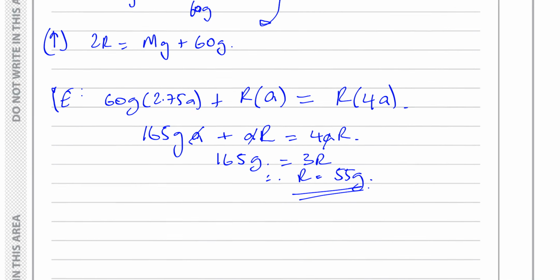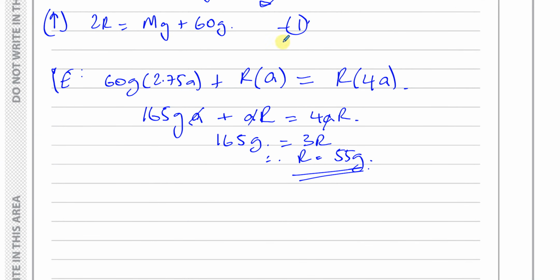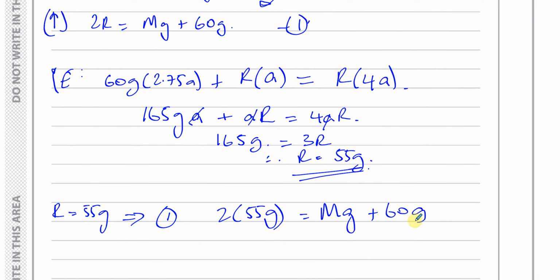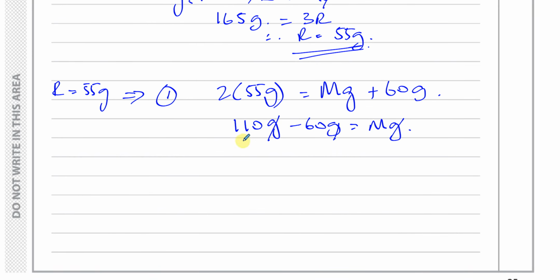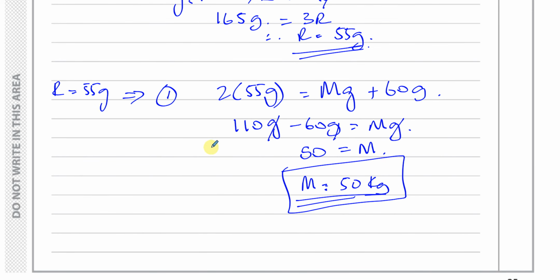Now, if we know R is equal to 55g, then we can use equation 1. Put R equals 55g into equation number 1. So we have 2 times 55g equals mg plus 60g. So we can find what m is now. We have 110g minus 60g equals mg. The g's will cancel out. 110 minus 60 is 50, so m is equal to 50 kilograms. And there's the answer for part B.